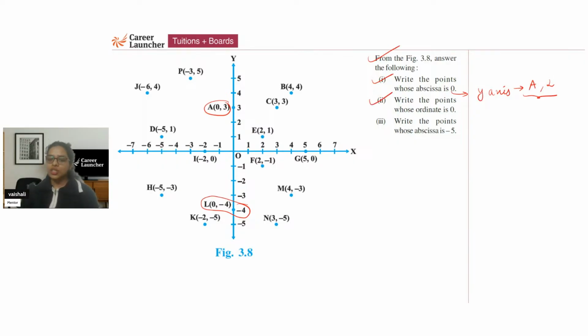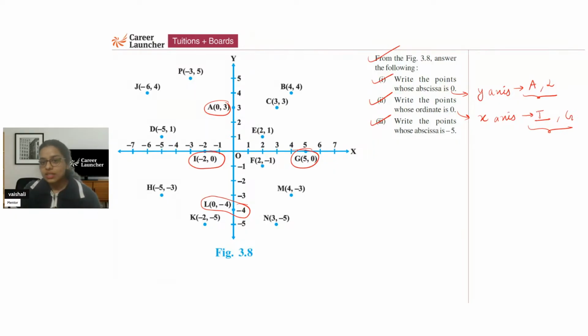Now the next question is, we need to write the points where ordinate is 0. So ordinate 0 means the y coordinate will be 0. So x has to be, the point has to be lying on the x-axis. So let us see. One is I, and is there any other point on the x-axis? G. So these are the 2 points which are having the ordinate as 0.